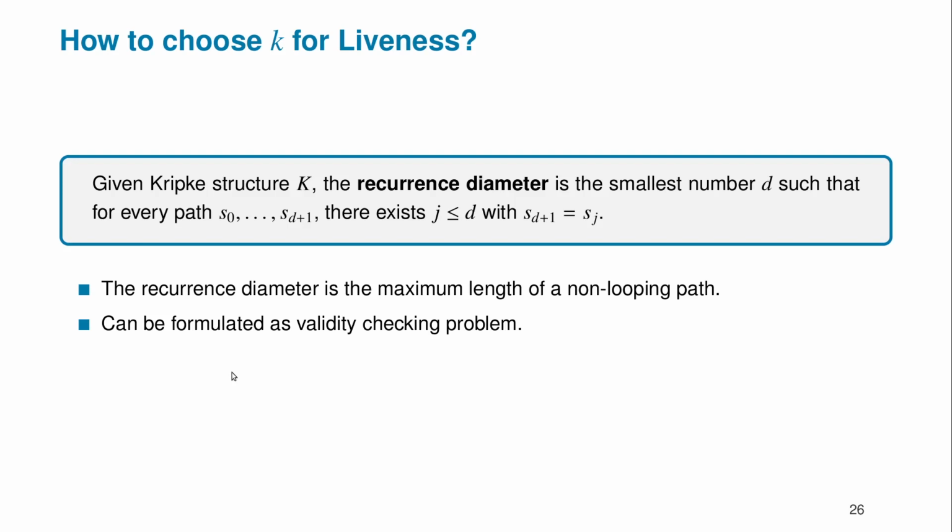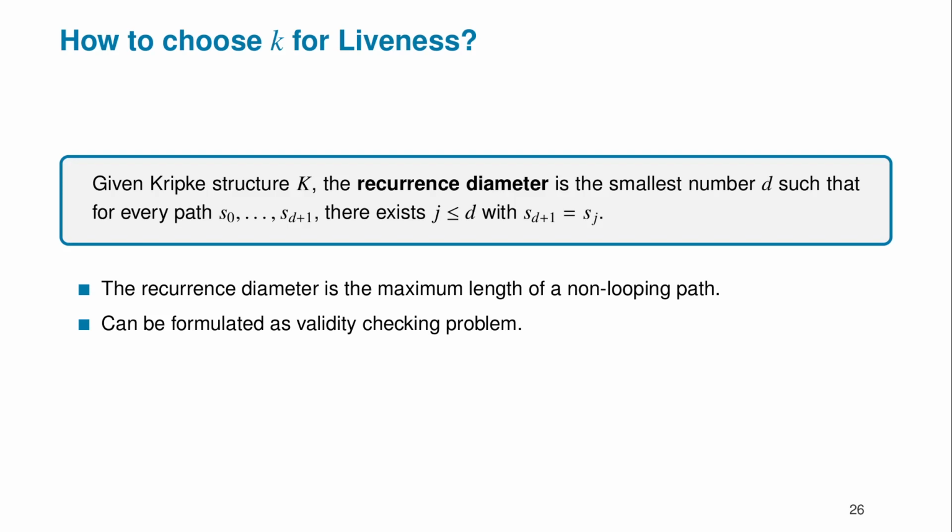And for liveness, we have the recurrence diameter, which is the smallest number d such that for every path S0, S1, and so on to SD plus 1, we find an index smaller or equal to d such that the state SD plus 1 has been visited before. So this is the maximum length of a non-looping path in a Kripke structure. This can be formulated as a validity checking problem, but this is also a QBF hard problem which has to be solved in order to identify a reasonable choice.